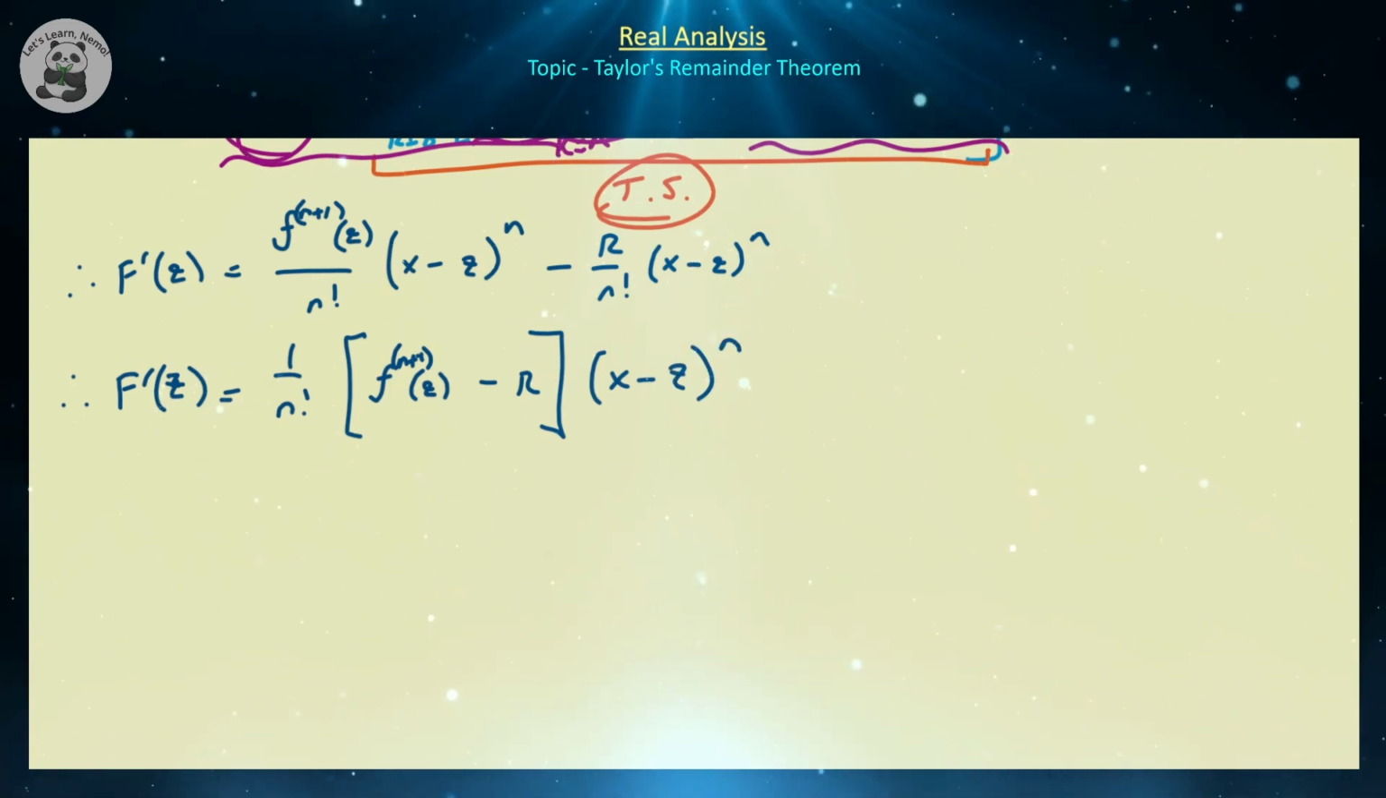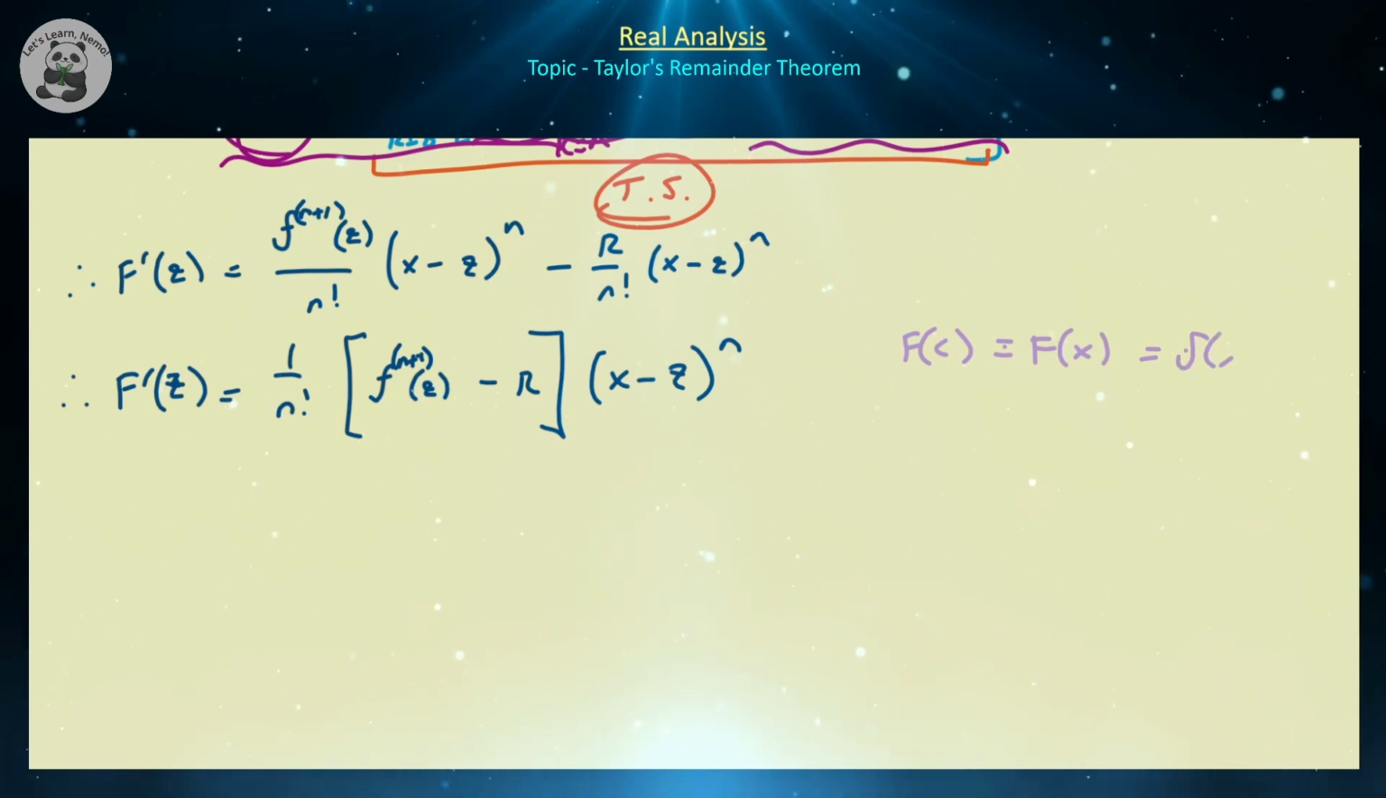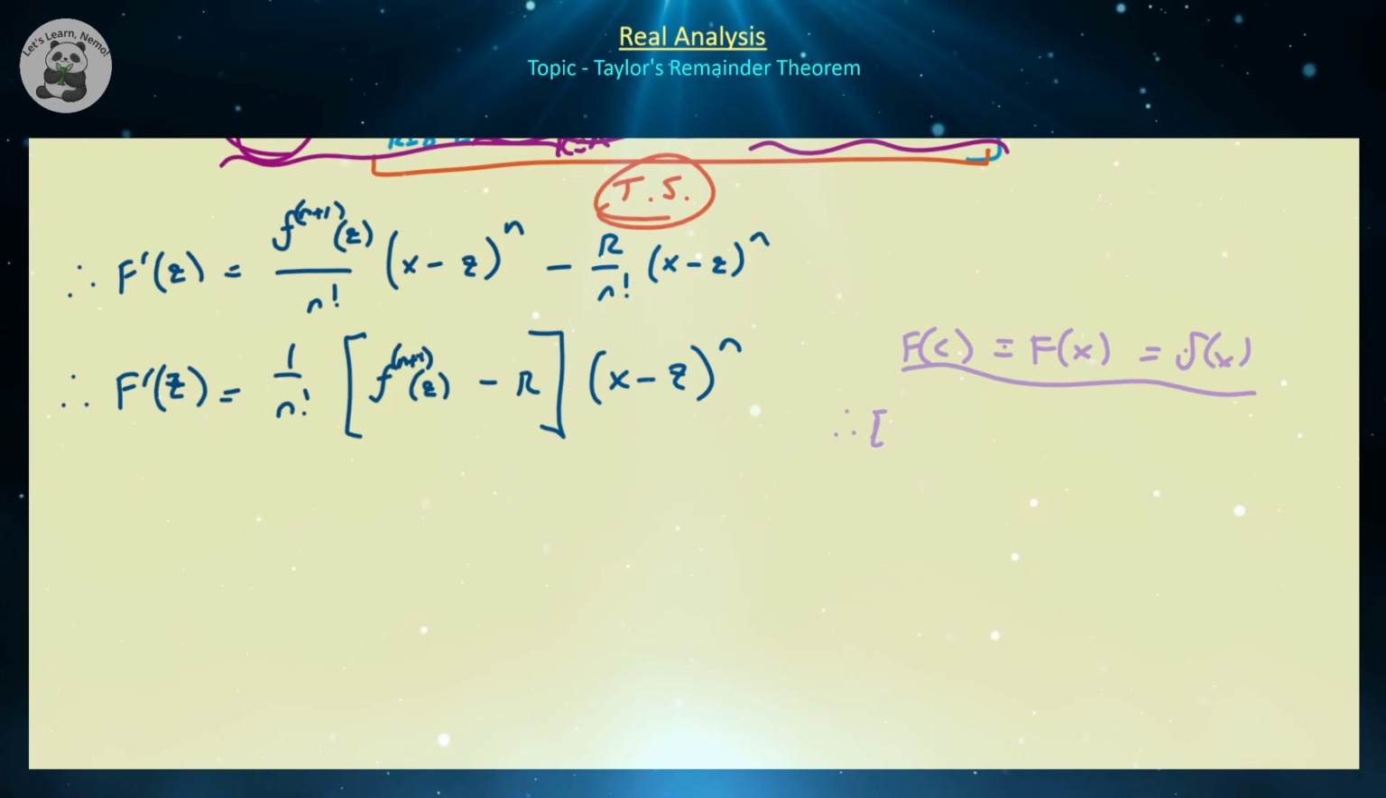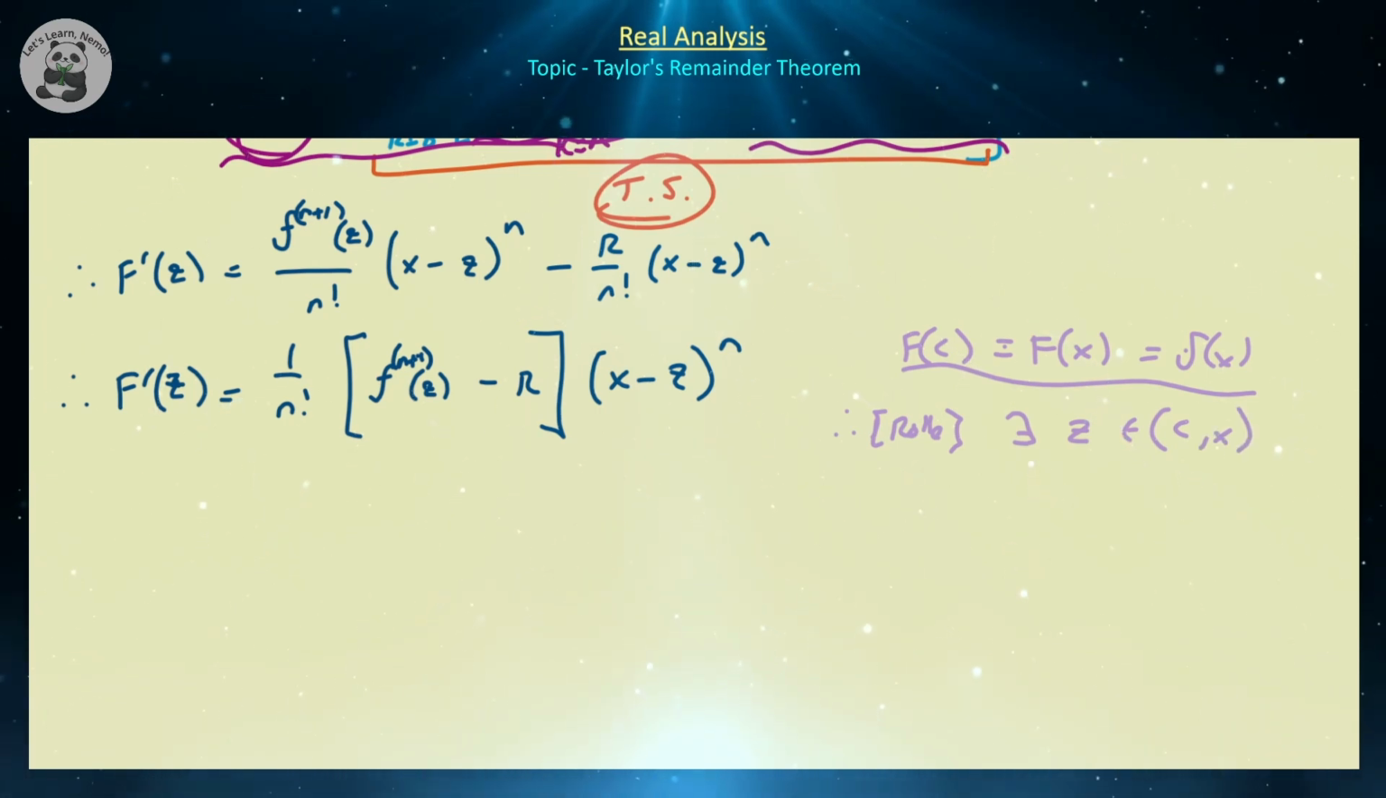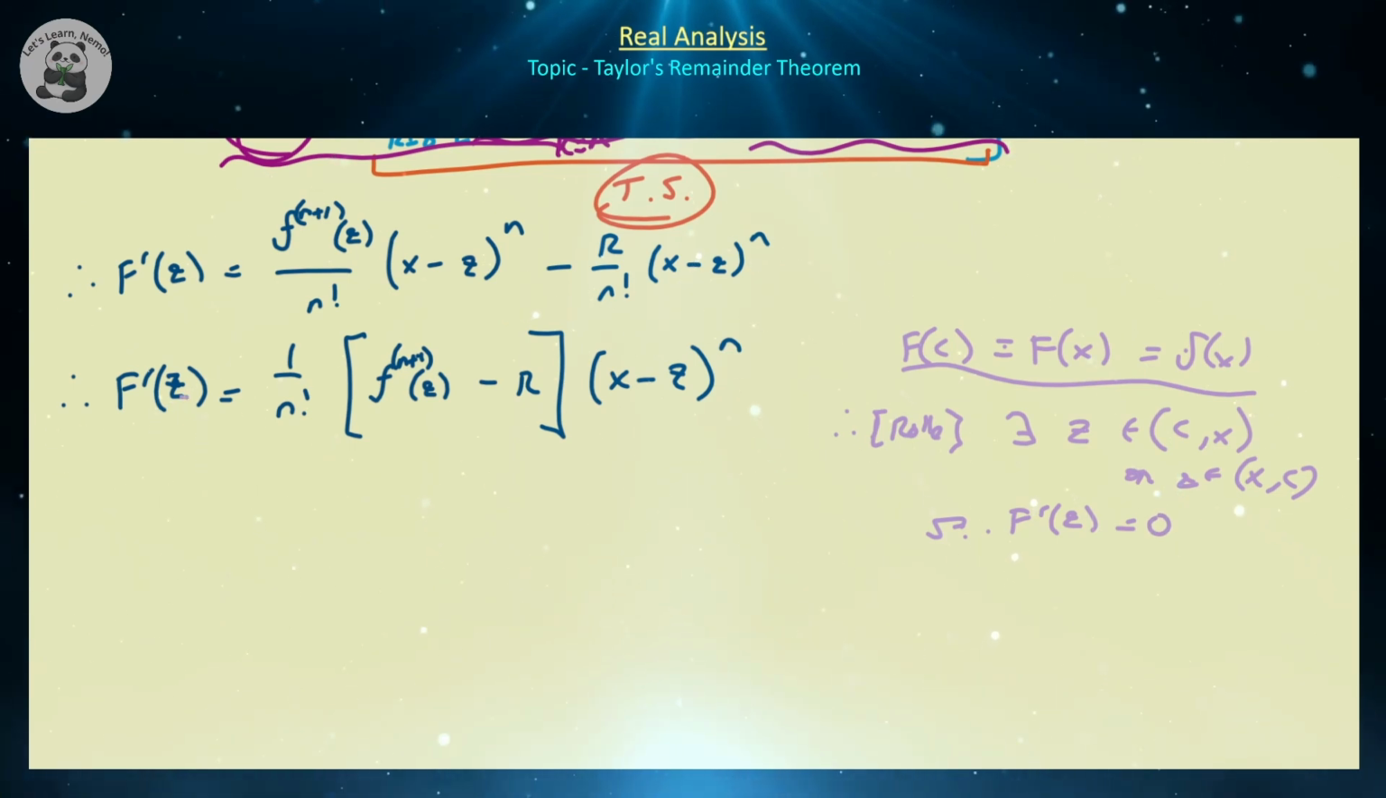So a very important thing here, keep in mind f of c was equal to f of x, in particular little f of x as well. So if that is the case, that means by Rolle's theorem, there exists some number z in between c and x, either c and x or x and c, or z between x and c, such that f prime of z is equal to 0. So let's assume that this z is actually that z that makes that happen.